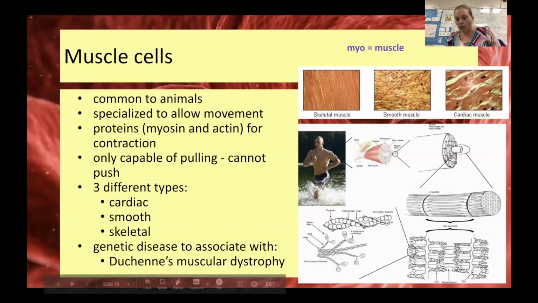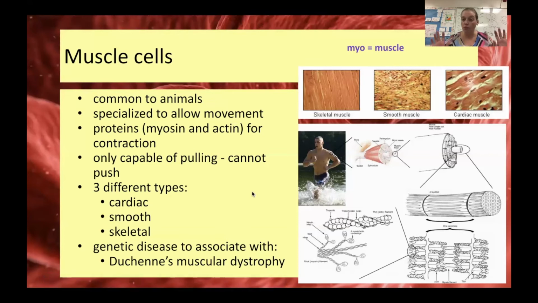And when we pull on them, we've got myosin heads pulling this way. We've got myosin heads pulling this way. So it's going to contract that muscle cell. And when we have many, many muscle cells all contracting at the same time, then you can contract a whole muscle. Muscles are only capable of pulling, they cannot push.